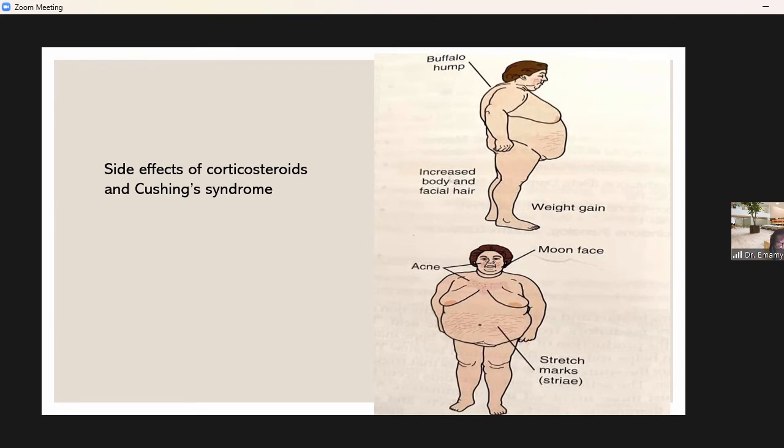Other side effects include suppression of the immune system, so you need to be cautious about signs and symptoms of infection. Also osteoporosis, thin skin, thin hair. They are all side effects and adverse effects of glucocorticoids.